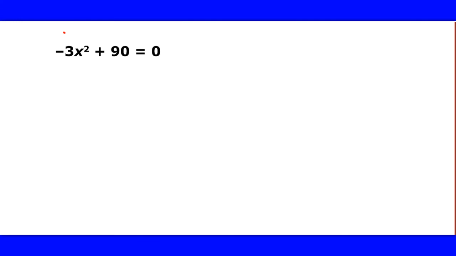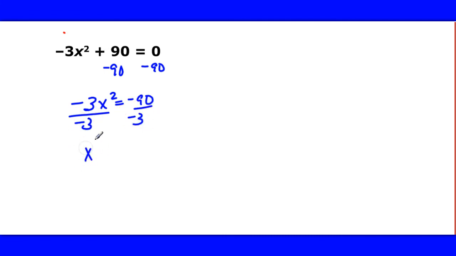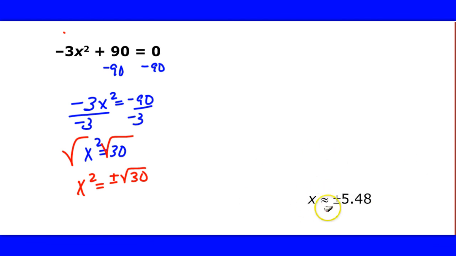So try this one. Okay, we're going to isolate this first. So I'm going to subtract 90 from both sides. It's going to give me negative 3x squared is equal to negative 90. Divide both sides by negative 3, and you get x squared is equal to 30. 30 is not a perfect square. So when I do this, I get x is equal to plus or minus radical 30. And the square root of 30 is plus or minus 5.48. And that's it.